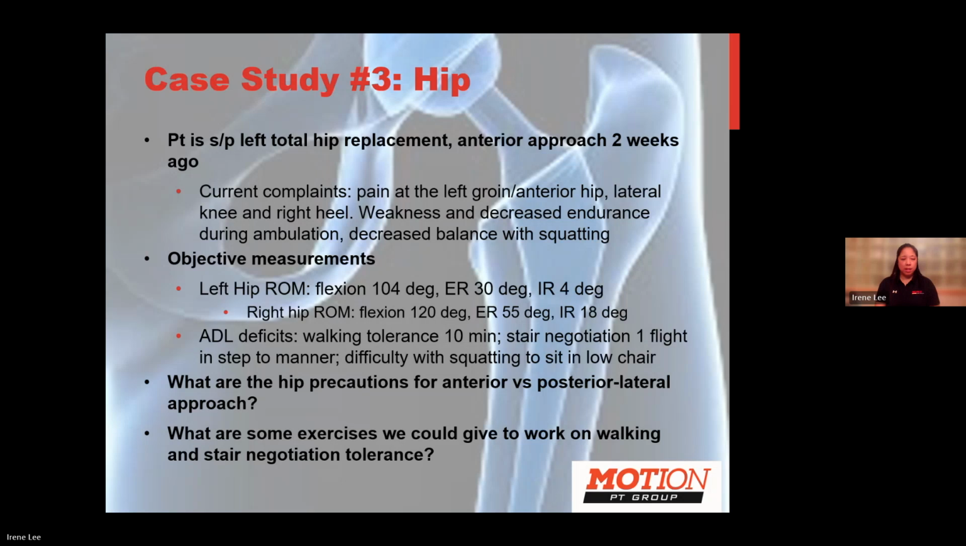We got one for no hip flexion greater than 90 degrees. Is that for anterior or posterior? Must be for posterior. I'm going to say, I don't know. I don't know what they meant, but that's what we got.